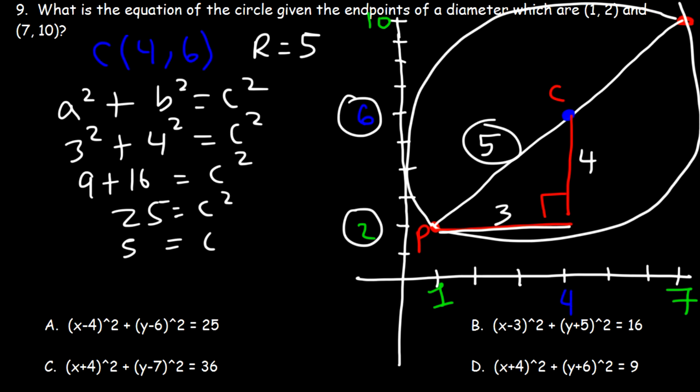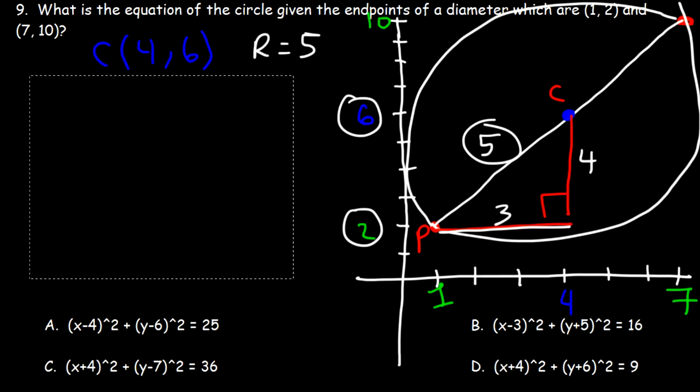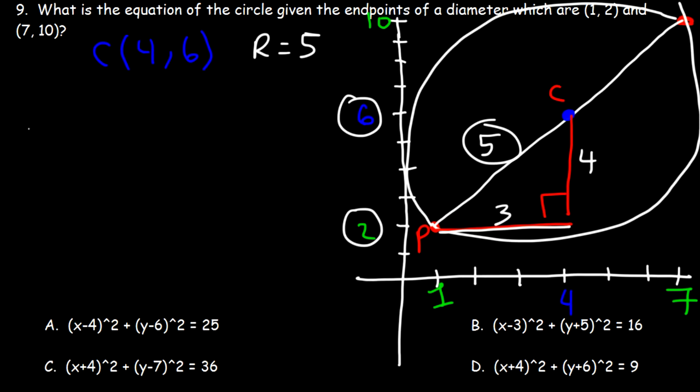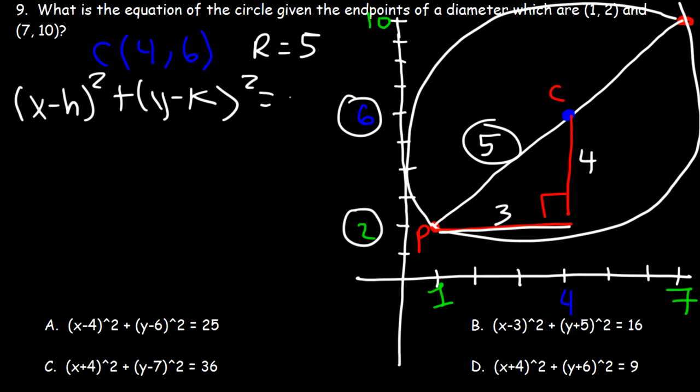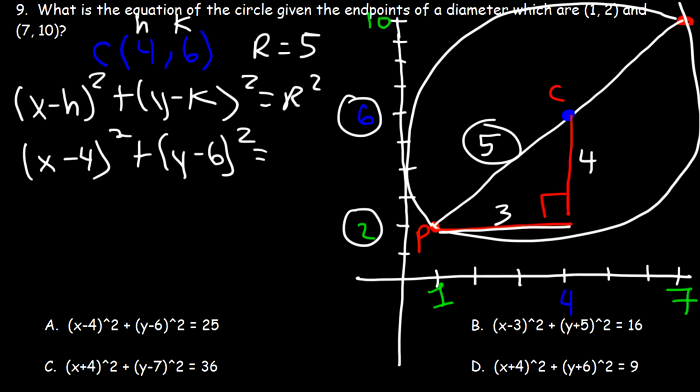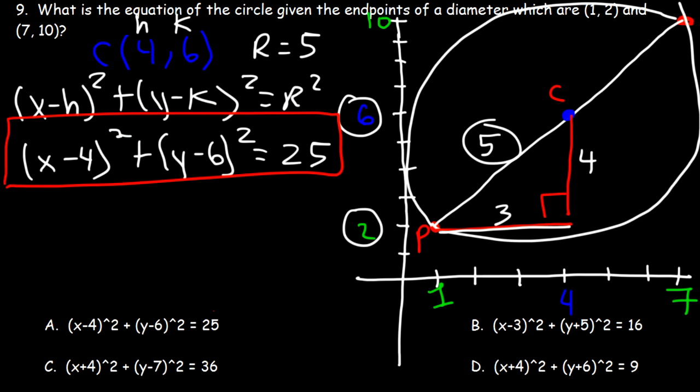So now that we have the center and a radius, we can write the equation of the circle. So here's the generic equation. It's x minus h squared plus y minus k squared is equal to r squared. So h is 4, k is 6. So it's x minus 4 squared plus y minus 6 squared, which is equal to 5 squared, and 5 squared is 25. So this is the answer, and that corresponds to answer choice A.